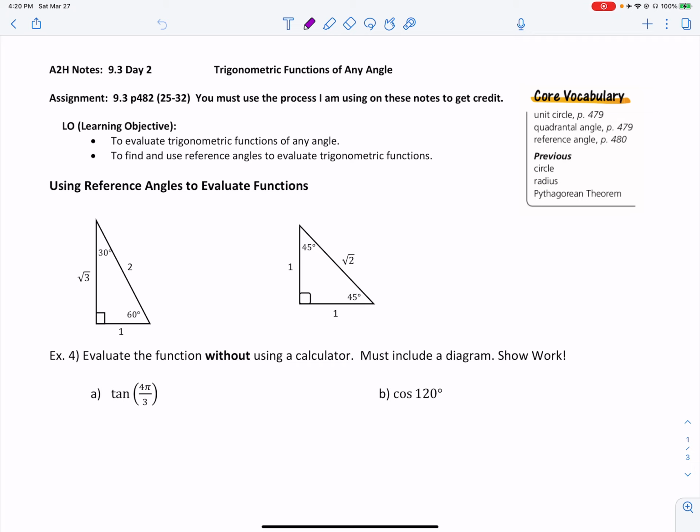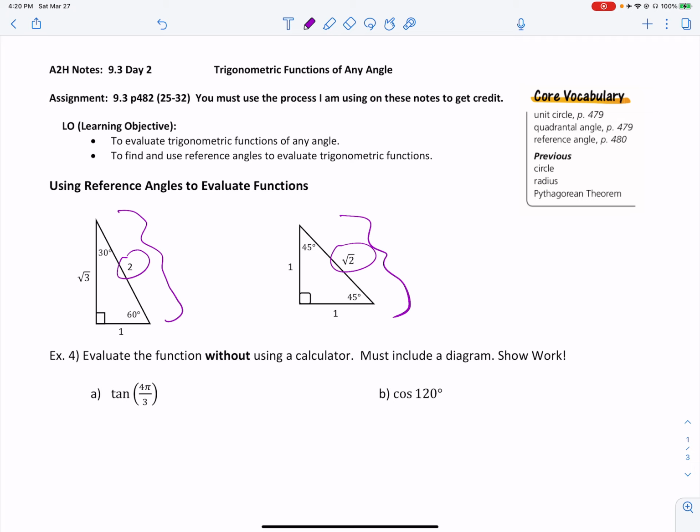You're going to have to draw a triangle. The triangles that you're going to be using are going to be one of these two, where the hypotenuse is 2 or root 2, according to what reference angle you're using. And so we are not going to be on a unit circle.